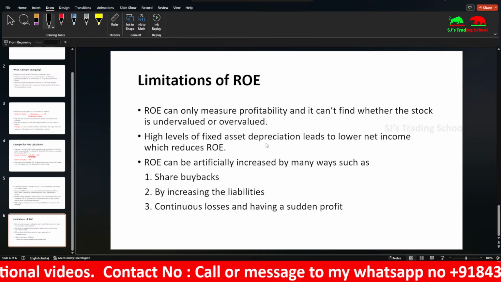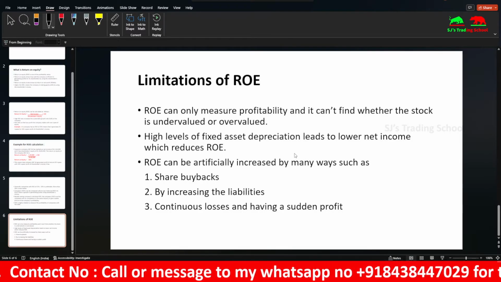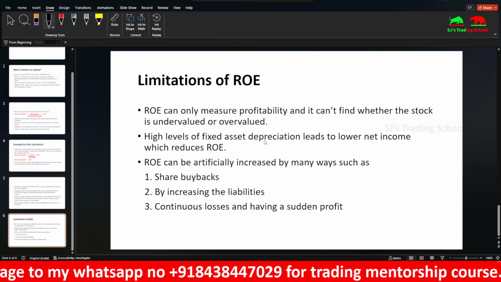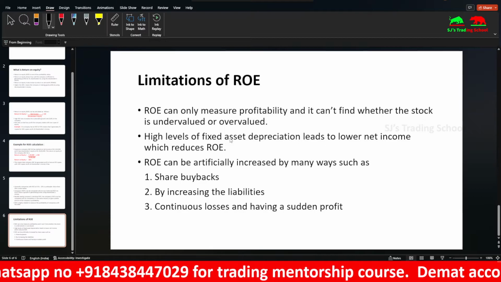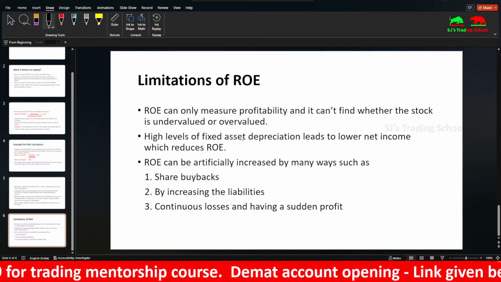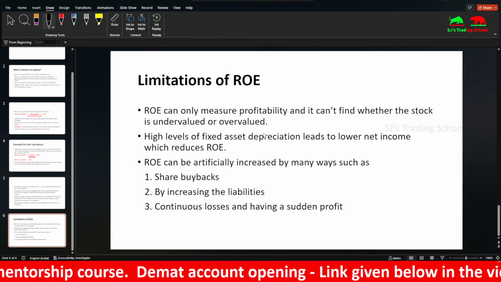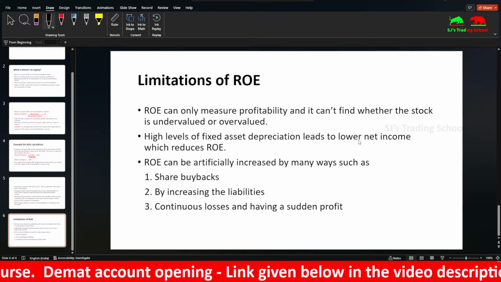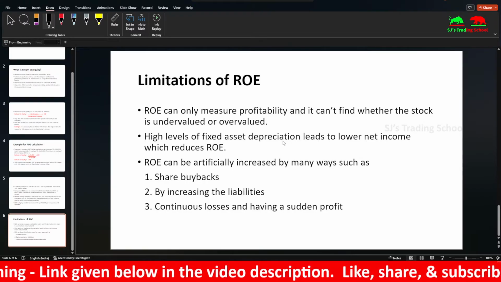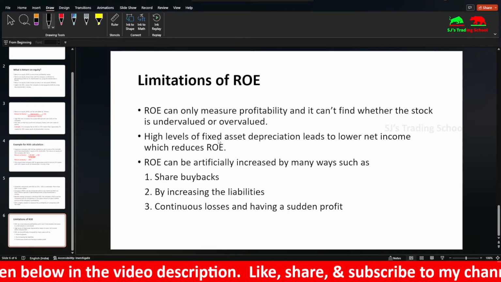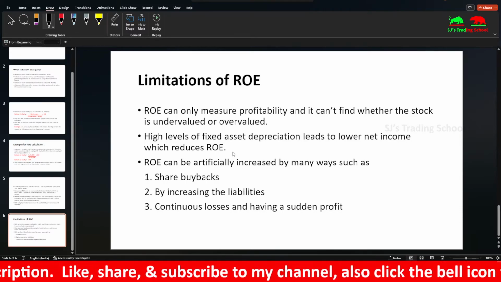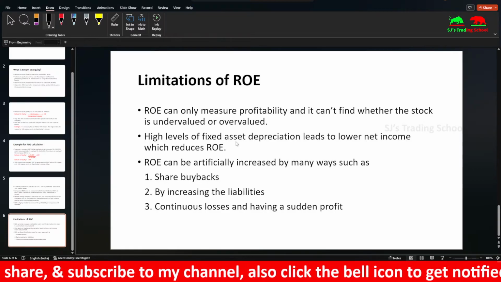The general scenario is that if the net income, that is the profit after tax of the company, increases, the ROE increases. But sometimes even if the profit increases, the ROE might reduce. This is because of fixed asset depreciation. Usually fixed assets depreciate in value over time, so this must be subtracted from the earnings. It gives a lower net income, which reduces the ROE. It doesn't mean that the company is not making profits, but because of the fixed asset depreciation, the ROE gets reduced. Some investors might think this stock is not good enough and lose the opportunity. So this is the second limitation.